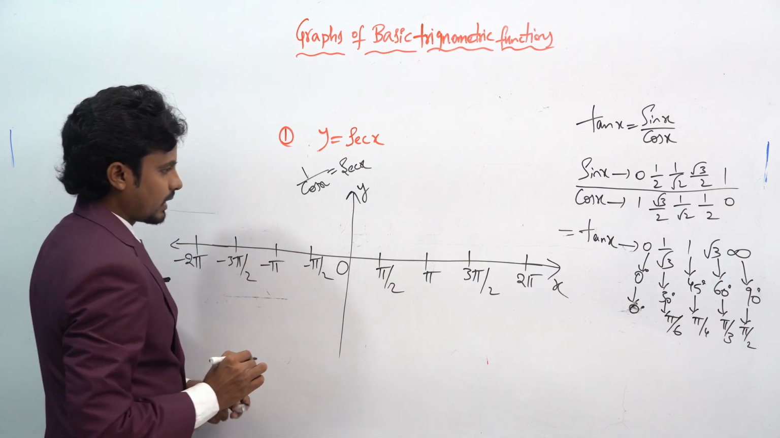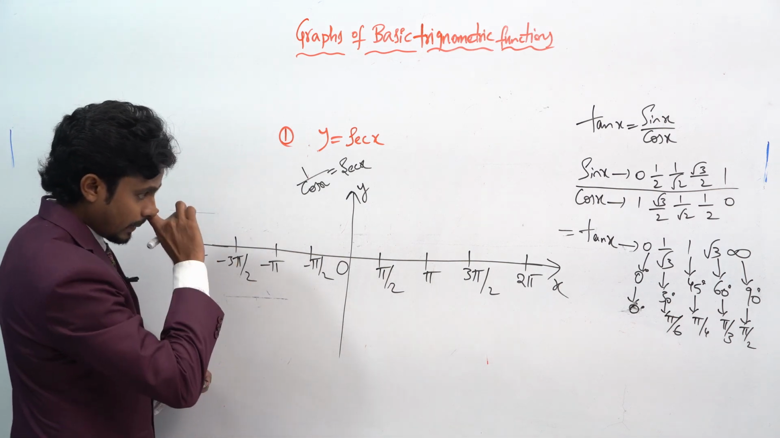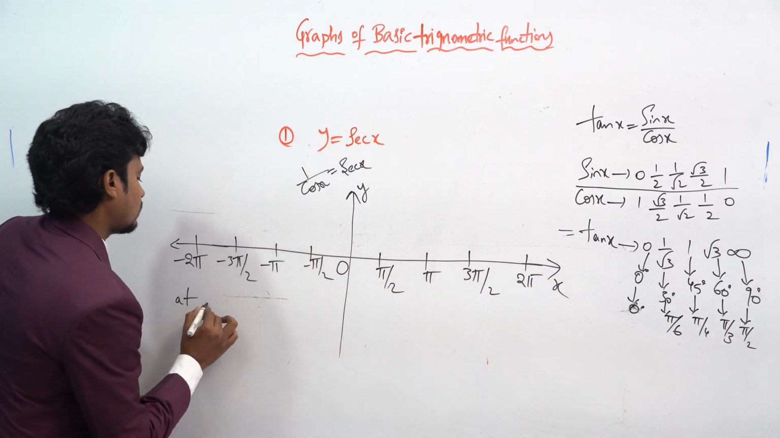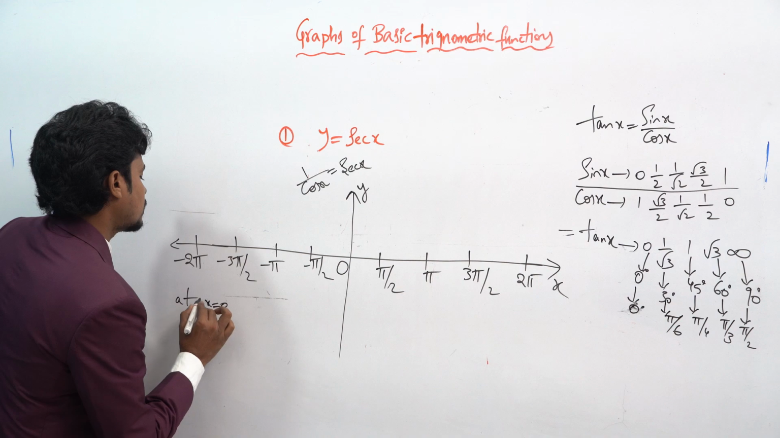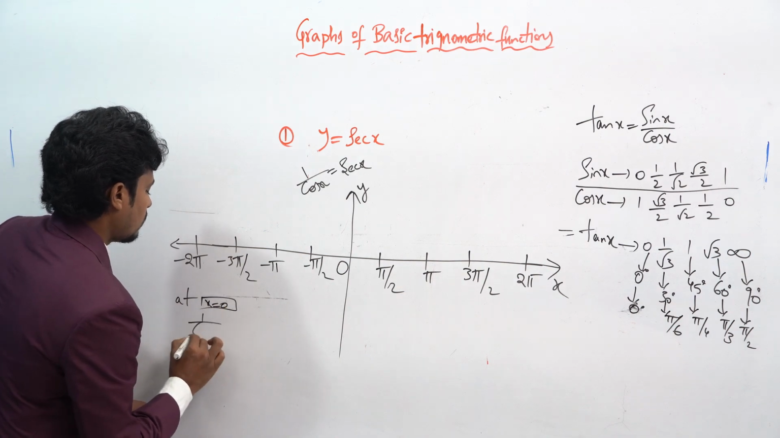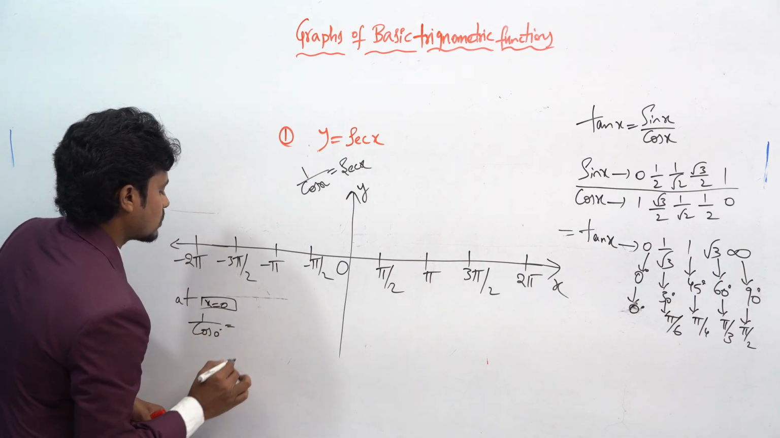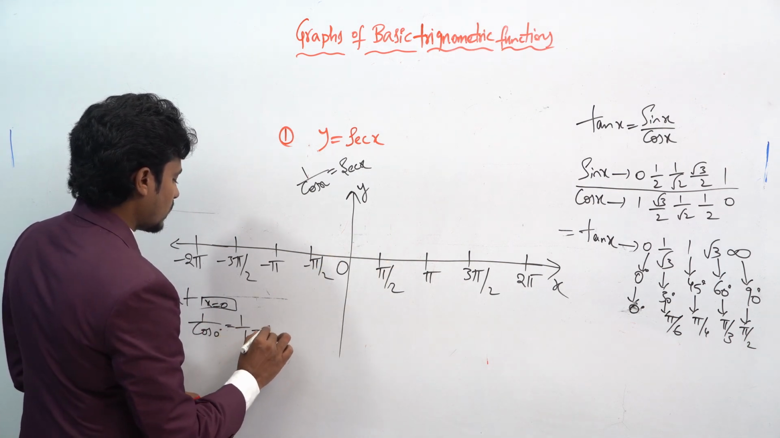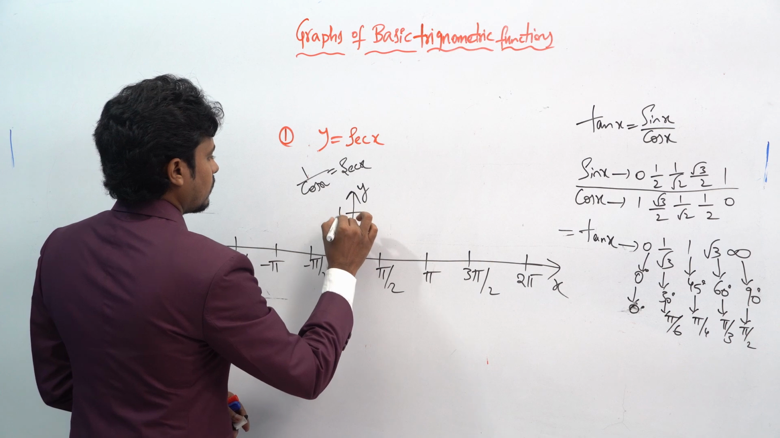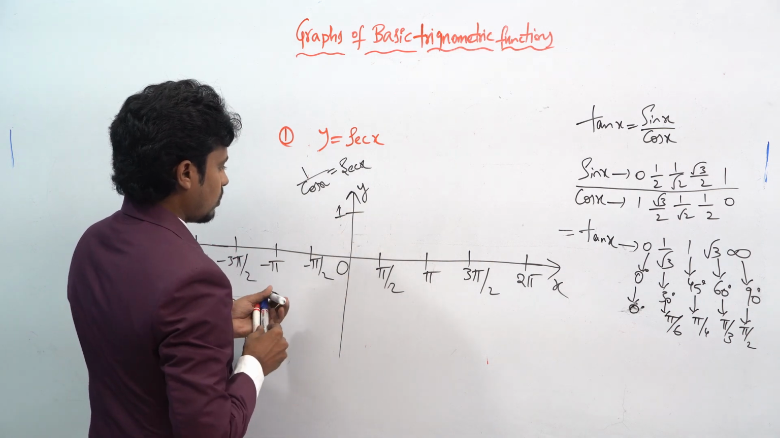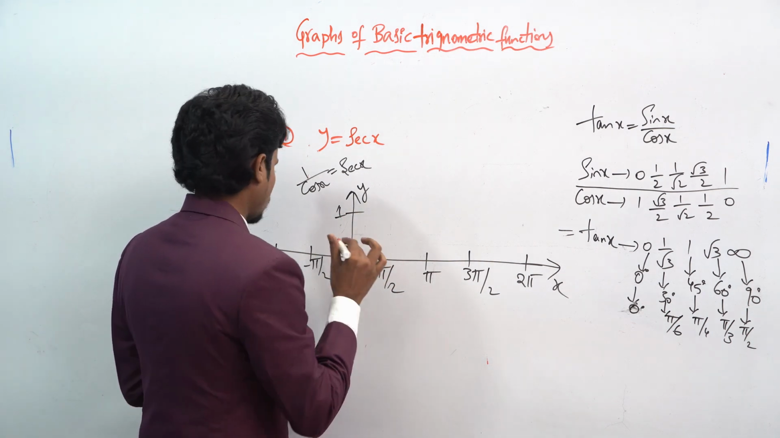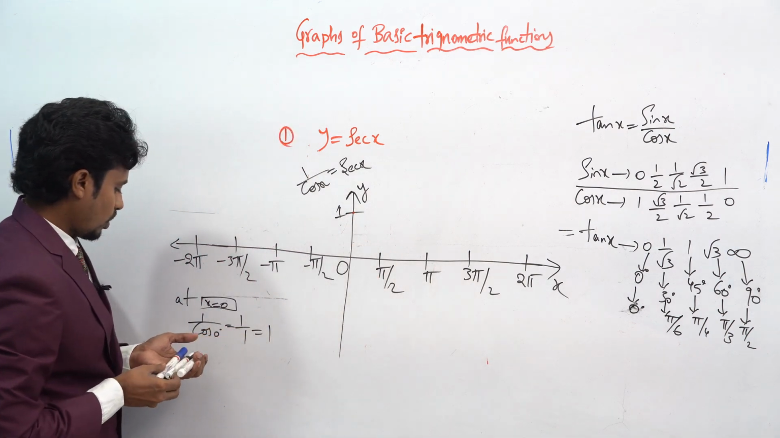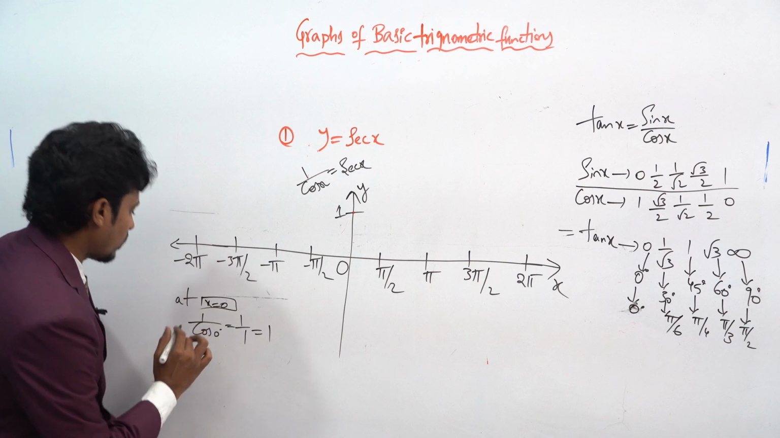So here, if you take x is equal to 0, what will happen? 1 divided by cos 0. Cos 0, how much will you get? Cos 0 is 1, right? 1 divided by 1, you will get 1. So at 0 you will get 1. No problem. So if you apply pi by 2, what will happen?